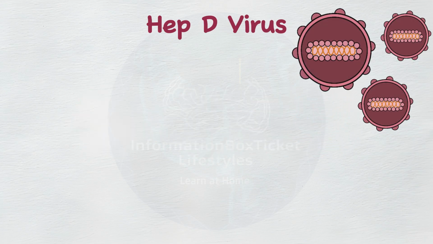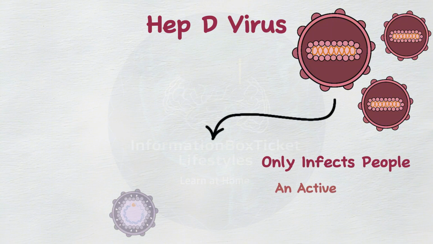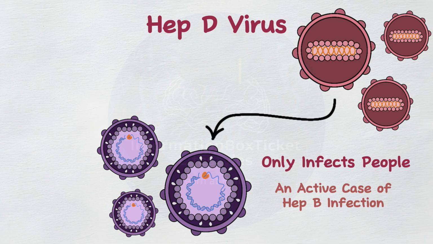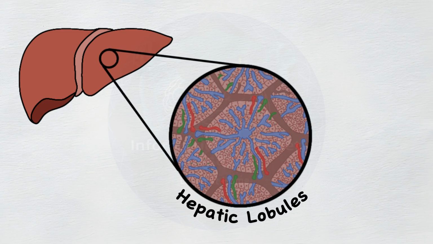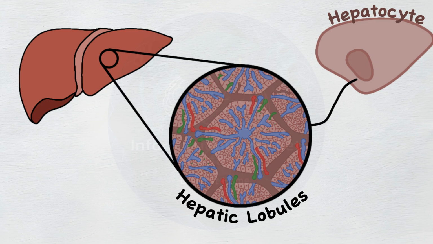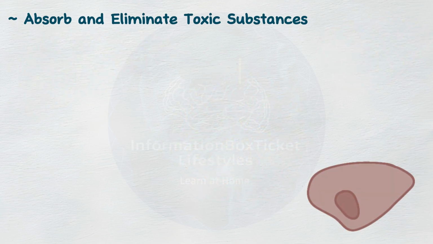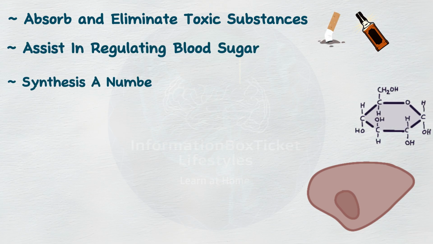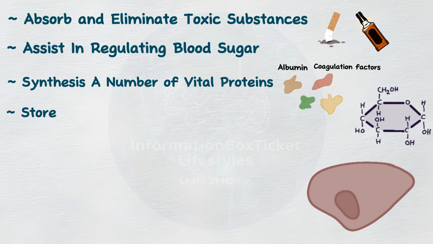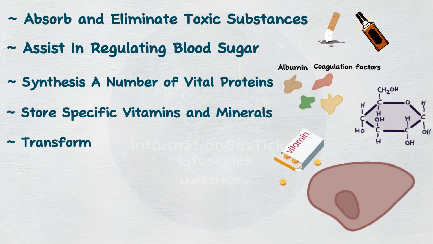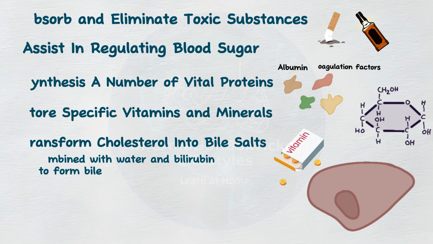The hepatitis D virus only infects people who already have an active case of hepatitis B, but it spreads in the same manner. Now, the liver is the target of both of these viruses. Hepatic lobules are the functional components that make up the liver. Hepatocytes are the primary cells. They absorb and eliminate toxic substances like alcohol and drugs, assist in regulating blood sugar, synthesize a number of vital proteins, including albumin and coagulation factors, store specific vitamins and minerals, and transform cholesterol into bile salts, which are combined with water and bilirubin to form bile.